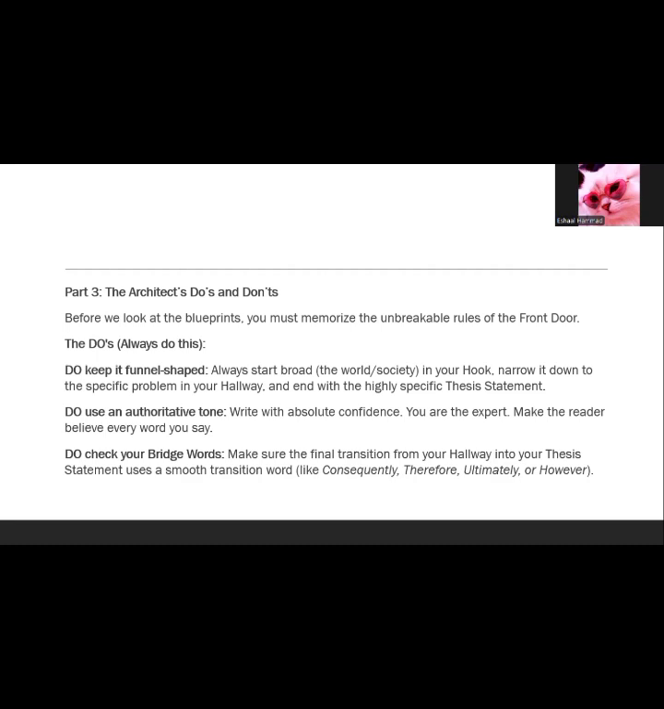Okay, so the third thing is to check your bridge word. We use a bridge word at the start of a thesis statement, so you need to use it wisely. Make sure the final transition from the background into the thesis statement uses a smooth transition word like consequently, therefore, ultimately, or however. You have already used many of them, so you know how to use them. But use them wisely. They should have a connection.